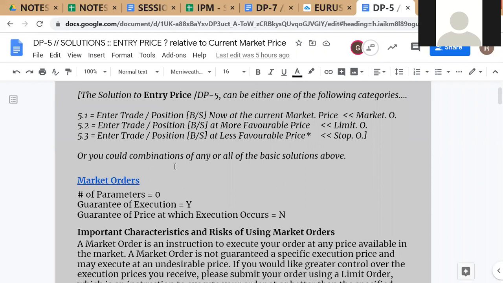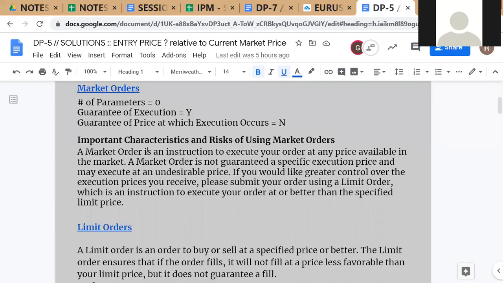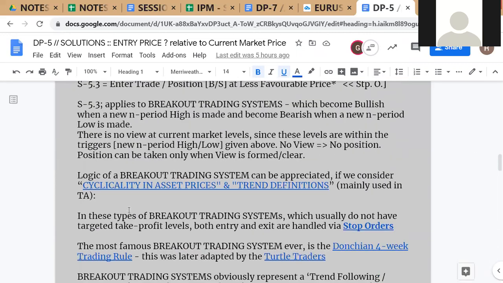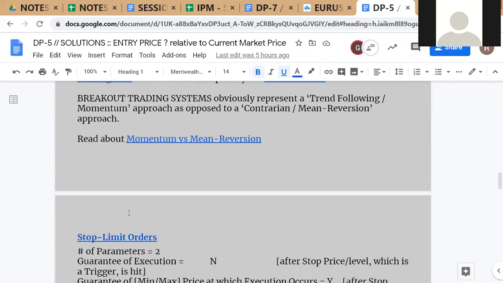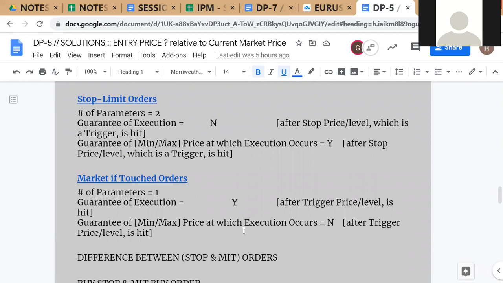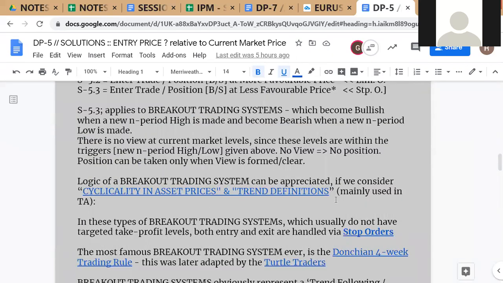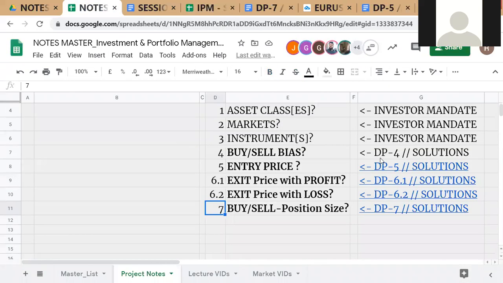So you guys have to do the readings here. Please do the readings and try to understand at least the basic types of orders: market orders, limit orders, stop orders, and stop limit orders. And then there's one more, which is the market if touched orders. Try to understand these basic orders, and you should do some reading here. We will also be getting into some of these trend definitions later on. But this is basically the discussion we had briefly on DP5. So for DP5, we had a bit of a discussion.